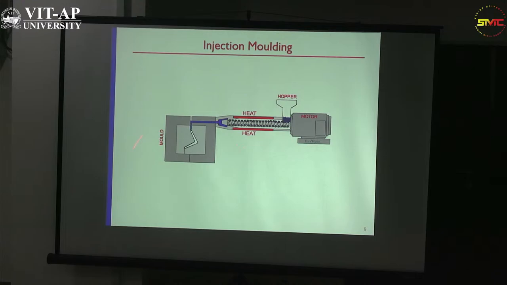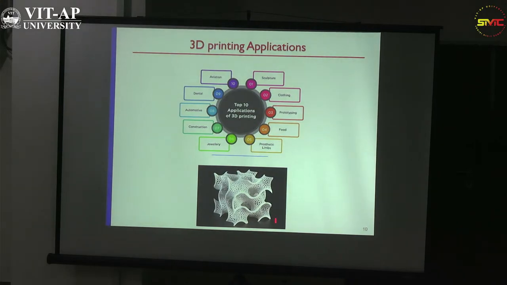So to overcome all these limitations of injection molding, we go for 3D printing. If I ask you to manufacture such a complex product, other than 3D printing, it is not possible with any of the conventional manufacturing techniques. Only 3D printing has such capability. So these are all the top 10 applications.